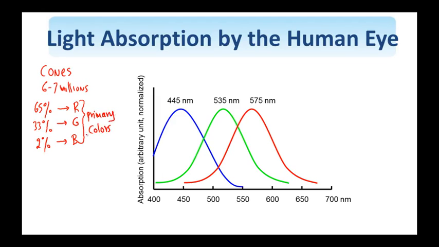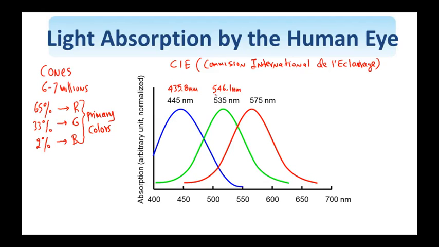For the purpose of standardization, this body, CIE, which stands for Commission Internationale de l'Éclairage, designated in 1931 the 3 primary colors: for the blue at 435.8 nanometers, for the green 546.1 nanometers, and for the red 700 nanometers.